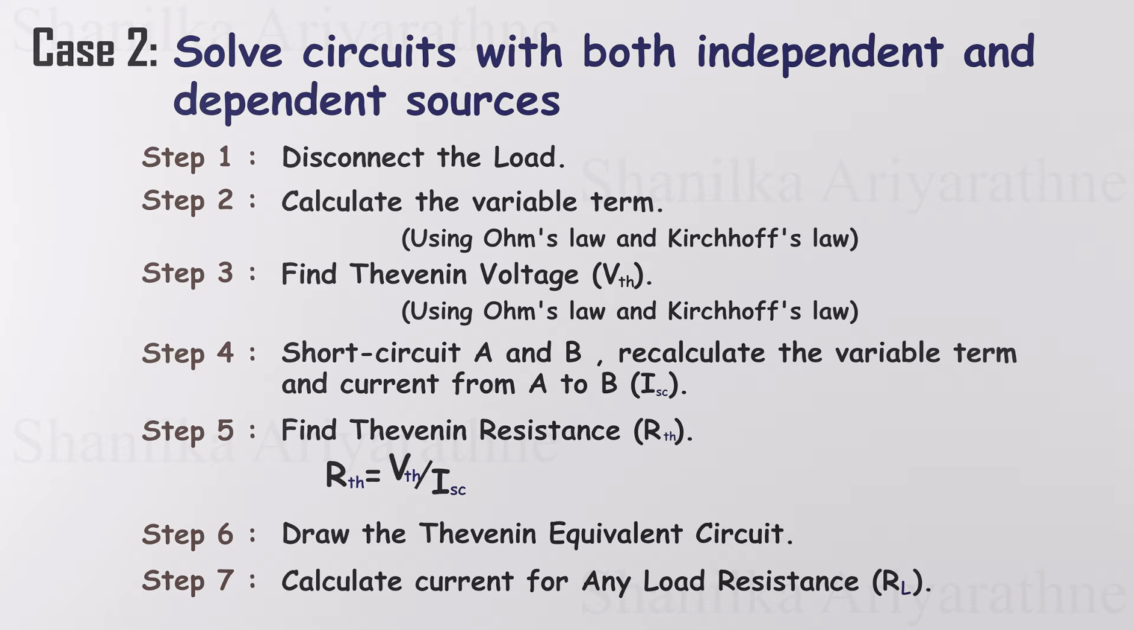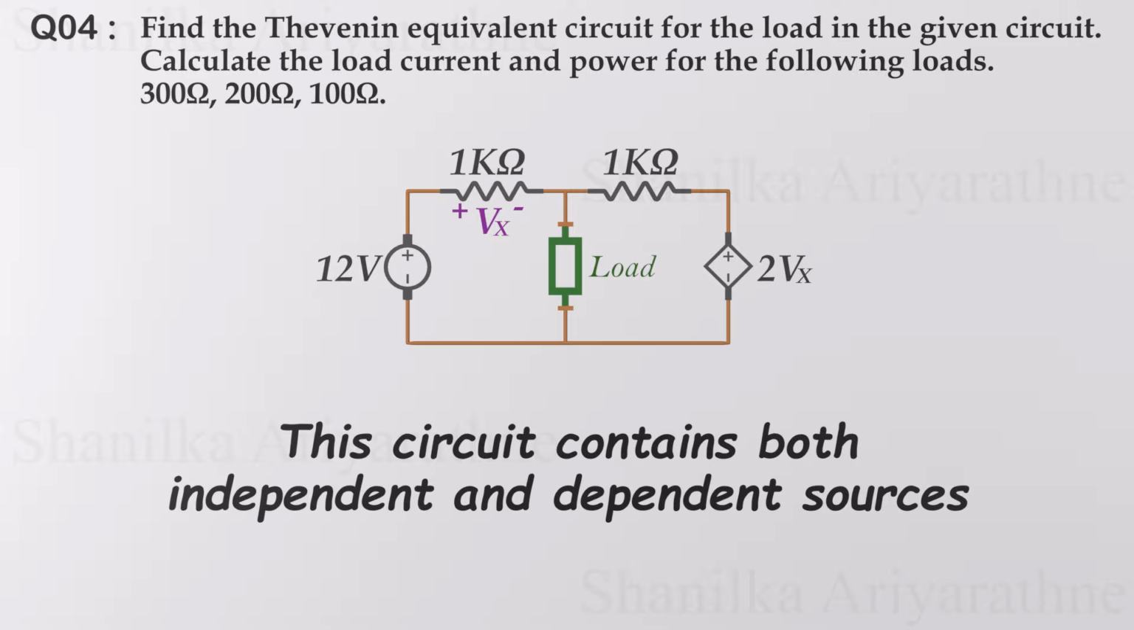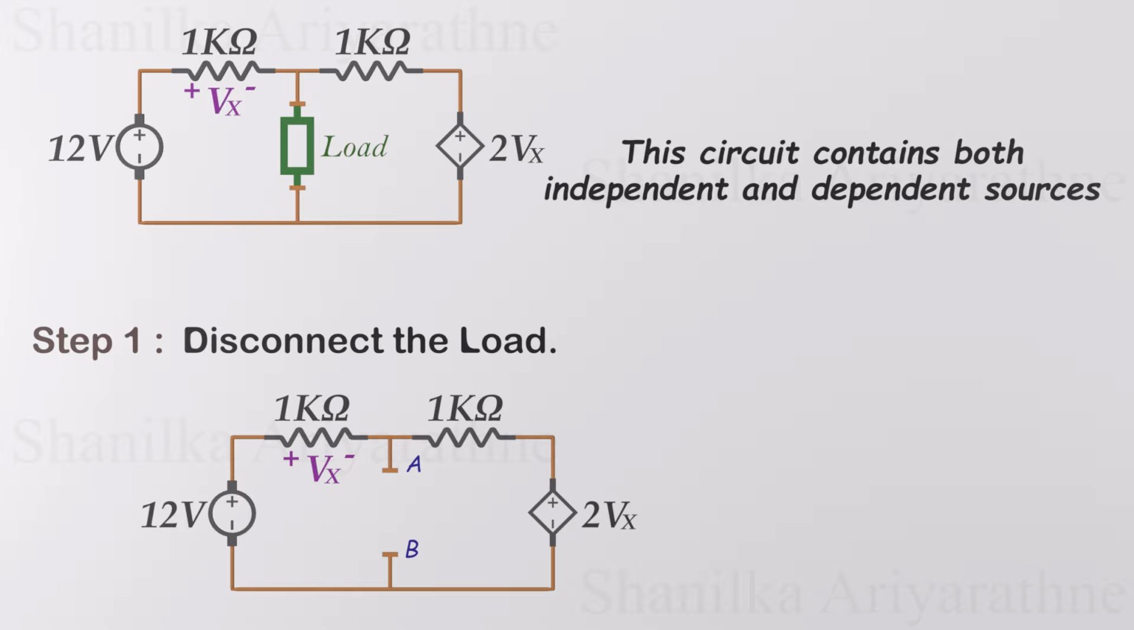Let's discuss an example. Find the Thevenin equivalent circuit for the load in the given circuit. Calculate the load current and power for the following loads. Here, the circuit contains one independent voltage source and one dependent voltage source, so this shall be solved under the case 2. Remove load resistance and keep the nodes A and B disconnected. Now we can analyze the circuit without the influence of the load.